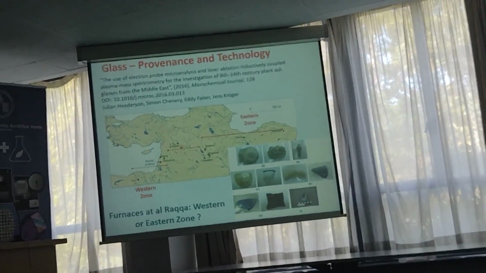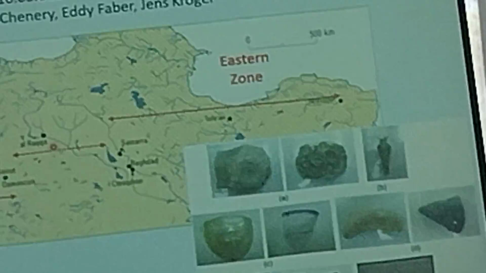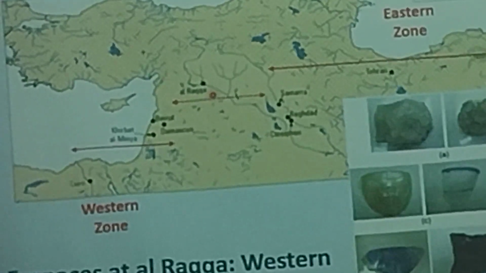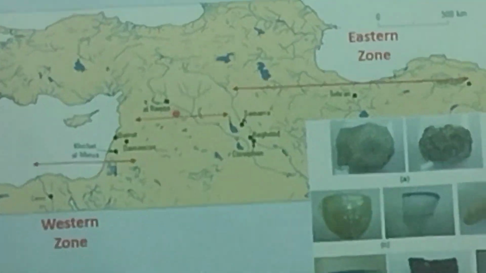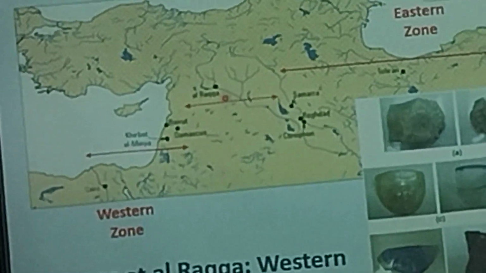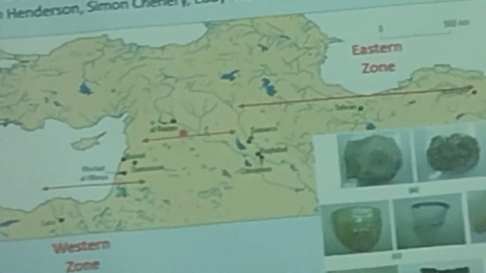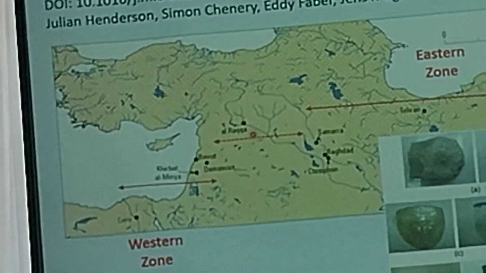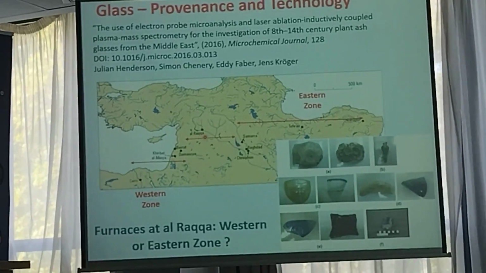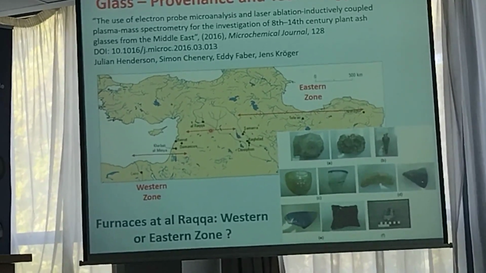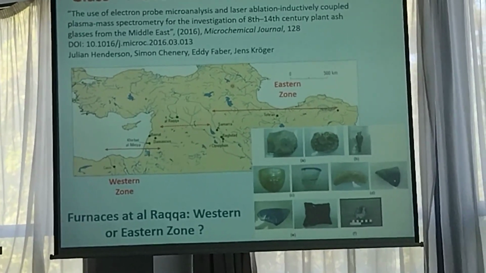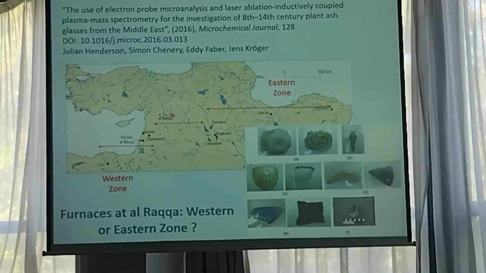Julian was lucky enough in the 1990s, before all the problems in this area, to actually go and excavate a primary glass kiln. And if any of you have worked with glass, you will know that finding a primary glass kiln, not just a small one where they have been working glass, but where they make the primary glass, is very, very rare. So we have some material from Al Raqqa, and so one of the questions was, was the Al Raqqa material like the Western Zone, or was it like the Eastern Zone? Or was it something different that we could tell?